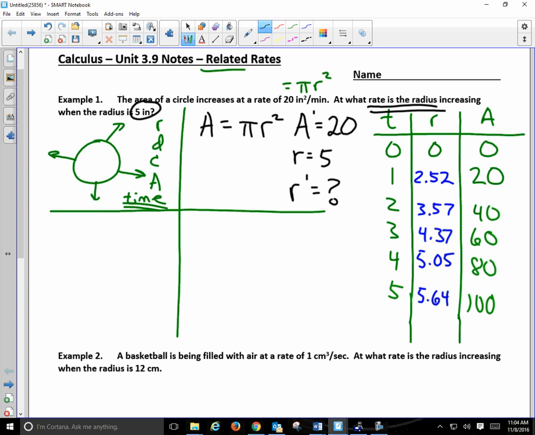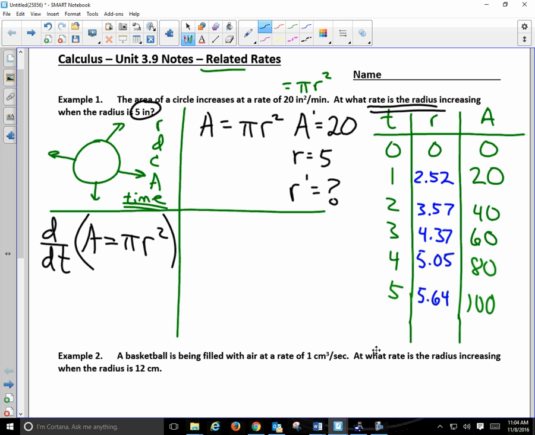So what I'm going to do now in this box is take the derivative with respect to time of A equals pi r squared. Now, when you take that derivative, note that it's different here. You have t as your variable.